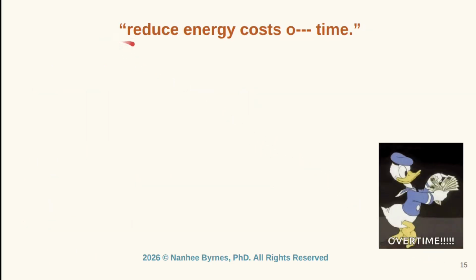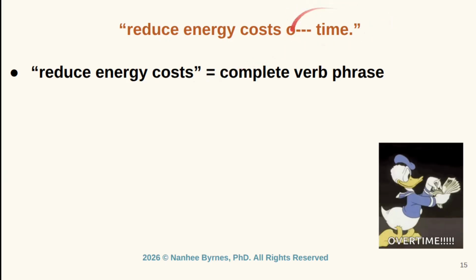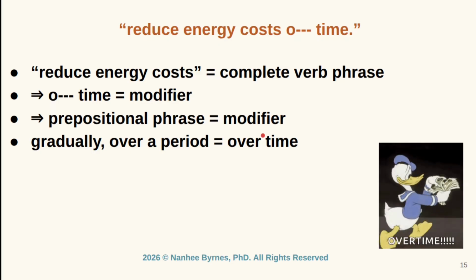This is the last word of the day, everyone. "Reduce energy costs, ... time." First, notice the structure. The phrase reduce energy costs is a complete verb phrase. It doesn't need another word to make sense. That tells us that time is a modifier, giving extra information about how or when the costs are reduced. Modifiers like this are often led by a preposition, and the missing word starts with o.